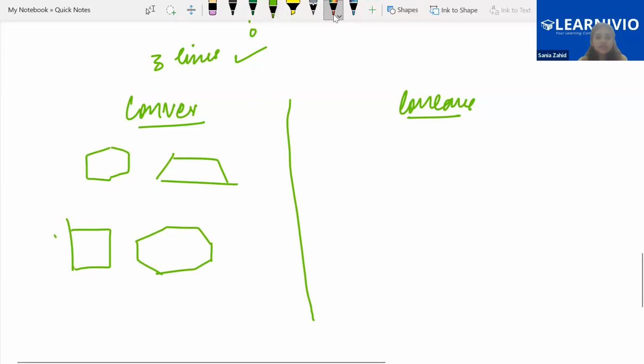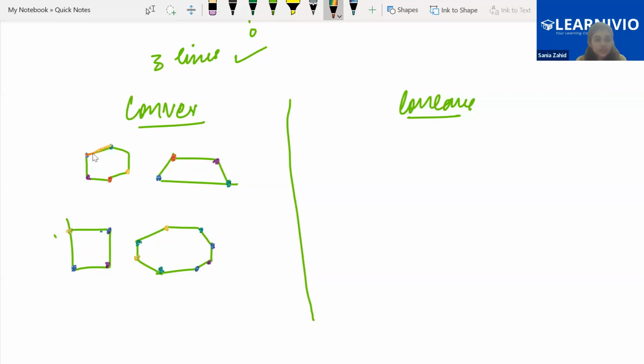Vertices are basically the joining points of two line segments. Like this is one vertex, the second, third, fourth, fifth. These are the vertices of this figure. Similarly, this figure also has four vertices. This figure also has four vertices. For this particular figure, I have eight vertices. Sorry, eight.